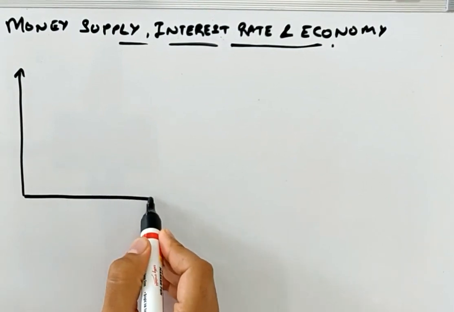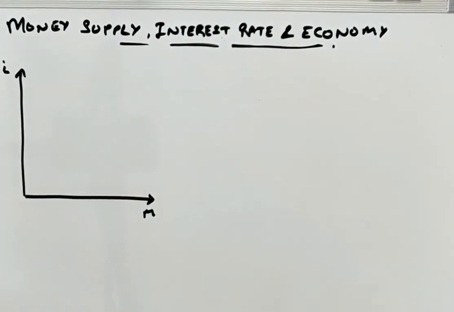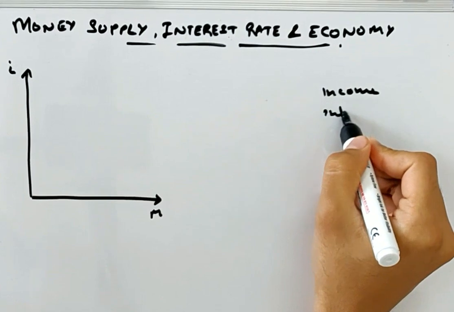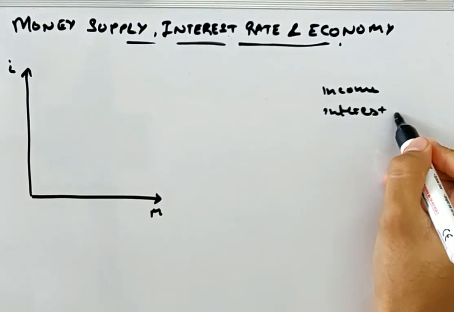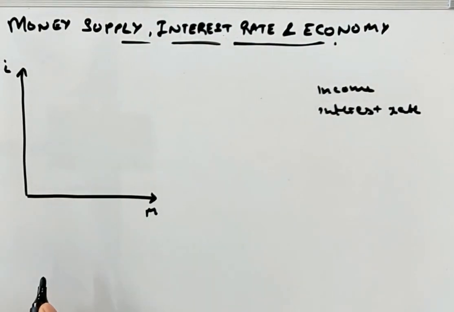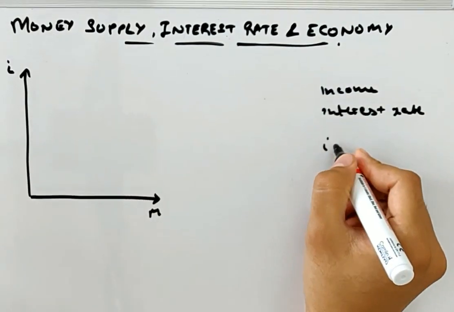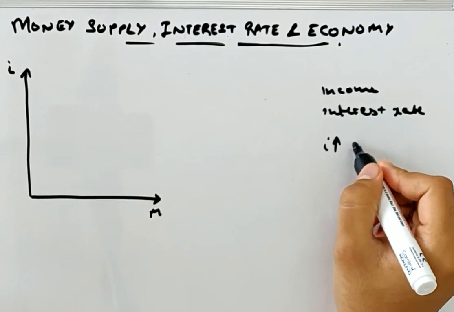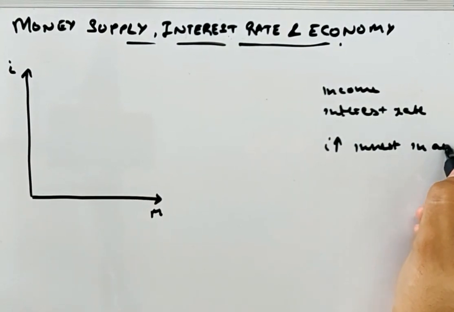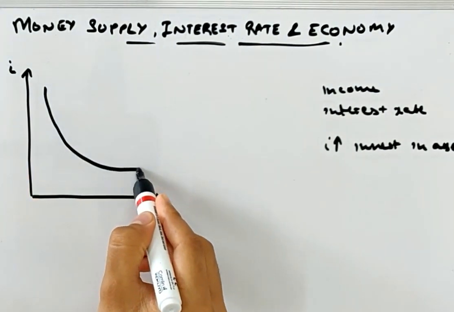See, demand of money is shaped by two factors. That is your income and interest rate. If your income is high or your income increases, you will demand more money. If the interest rate is high, you will rather want less money, because higher interest rates mean you can invest in assets. So the money demand curve is like this.